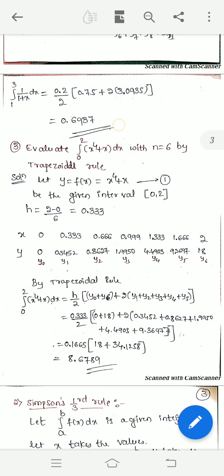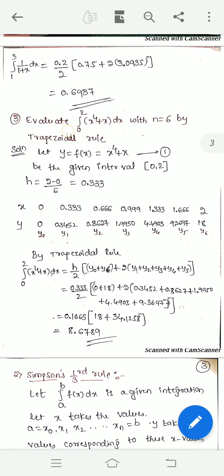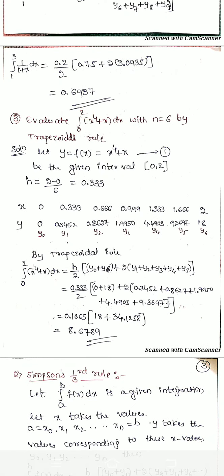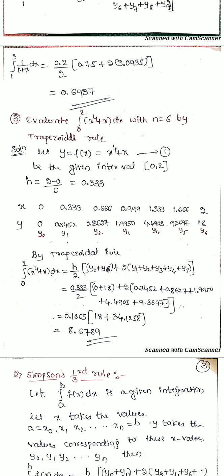Okay, let me see another example regarding the same method. Evaluate the integration from 0 to 2 of x power 4 plus x dx with n equal to 6 by the trapezoidal rule.